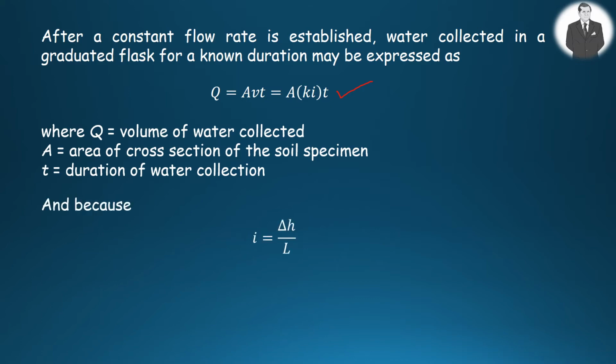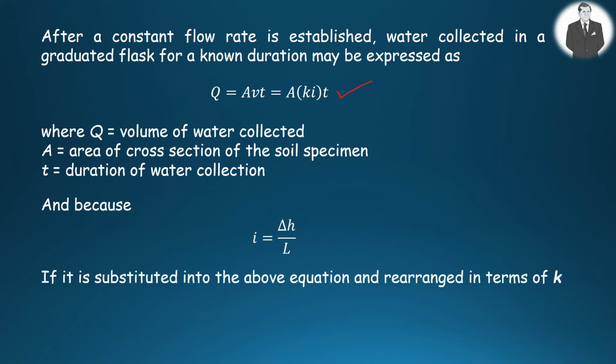Since hydraulic gradient is the ratio between delta H over L, if this expression is involved in the above equation and the equation is rearranged in terms of K, we get this equation as written here, which is needed to calculate the permeability of soils subjected to the constant head permeability test.